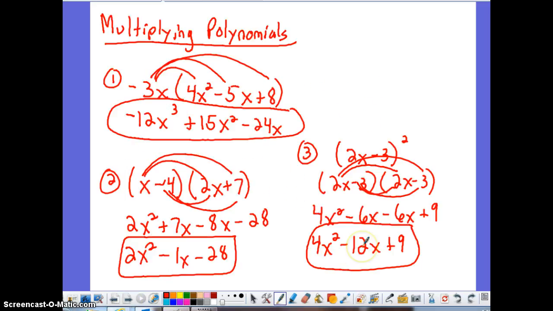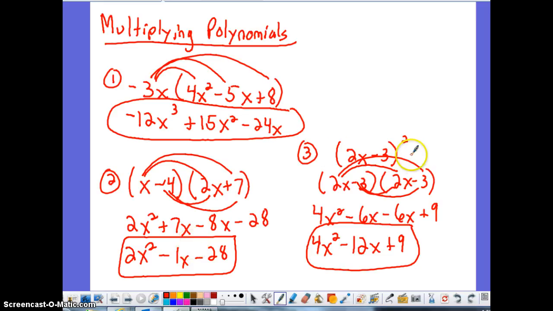Multiplying, I have three different examples here. One is when you're just using distributive property, take the number out in front, multiply it to everything in the back. All right, number two, you're going to FOIL, take the first term, you're going to distribute that to everything in the second. Take the second term, distribute it to everything in the second. You end up with four terms, 2 by 2. You then add these two like terms together, and you get 2x squared minus x minus 28.